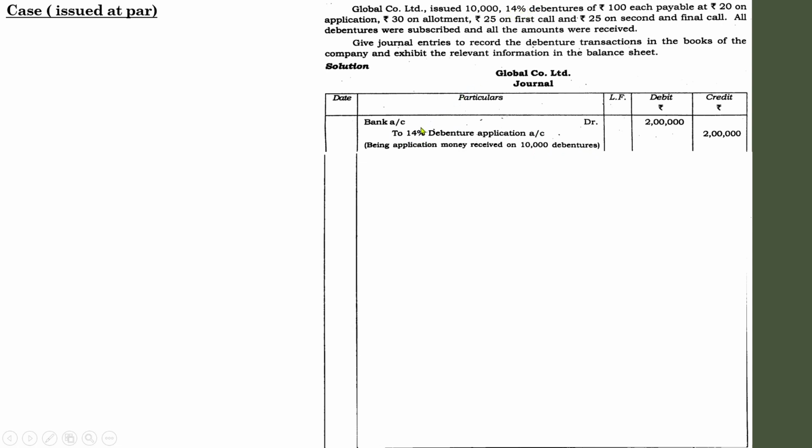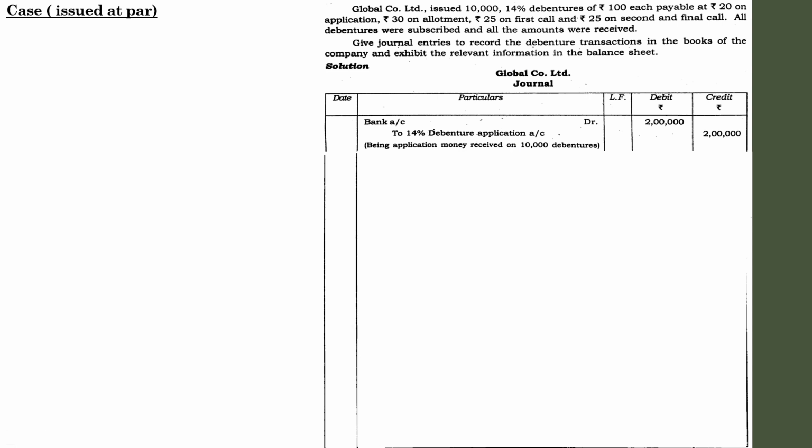Don't think that because 14 was written in the earlier journal entries, here we are discussing another question where also 14 is used, so we have to use 14 in almost all the cases. It is not like that. Go through the question very carefully. In the question, if the rate is specified, you have to show that rate. So that is with regard to amount collection at the time of application.